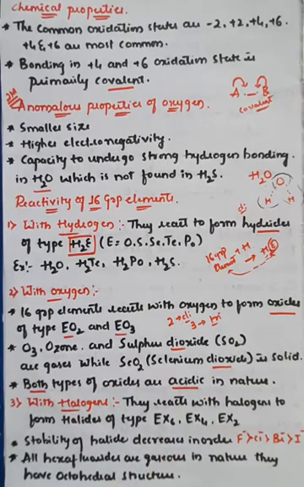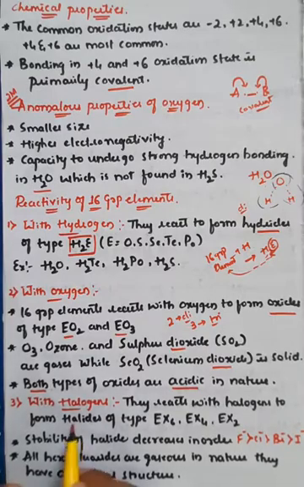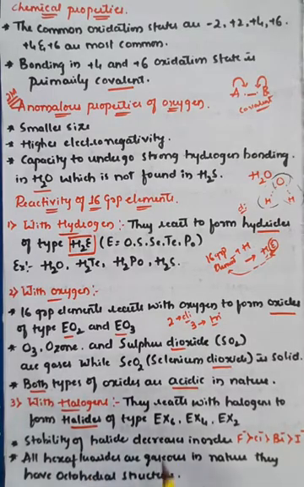The next important reaction in the case of group 16 is whenever they react with halogens. Whenever the group 16 elements react with halogen, they convert into the form of halides. Here if you observe, right? Halides are of three types.